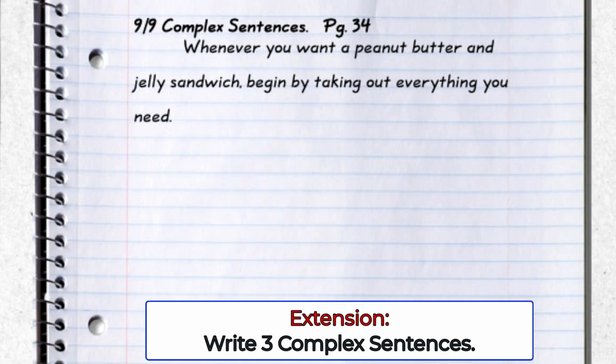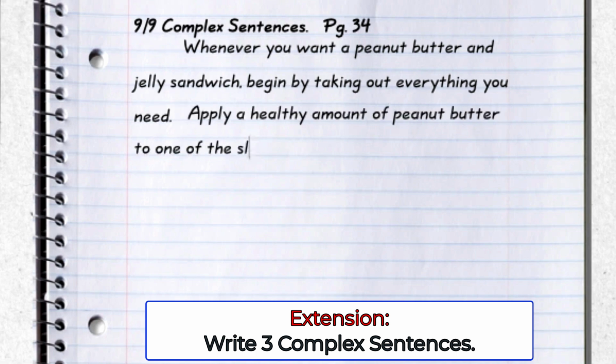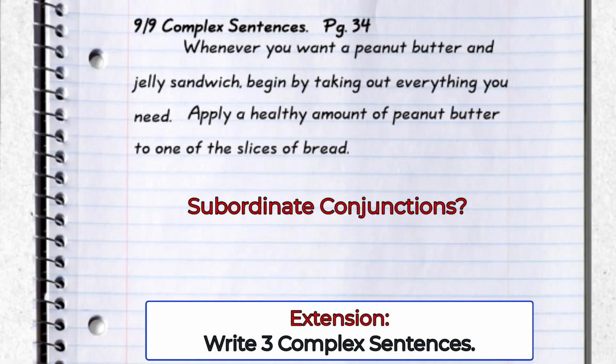So I'll point all those out to the students, then encourage the high-level students to continue. Now I'm going to keep writing, and the lower-level students can kind of follow me. "So apply a healthy amount of peanut butter to one of the slices of bread." Do you see any subordinate conjunctions? Nope. I only have to use 3, so I didn't use one on this.